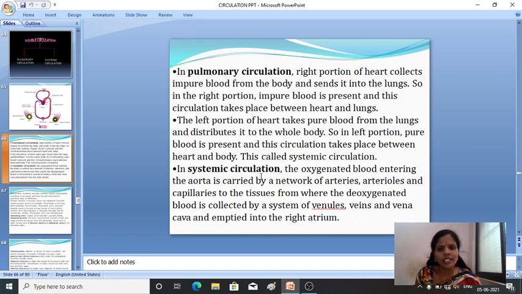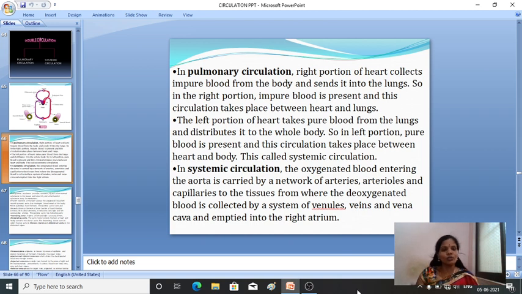Fine. So what happens in systemic circulation? The oxygenated blood entering the aorta is carried by the network of arteries, arterioles, and the capillaries of the tissues, from where the deoxygenated blood is collected by the system of veins and the vena cava. They are emptied into the right auricle, that is the right atrium.